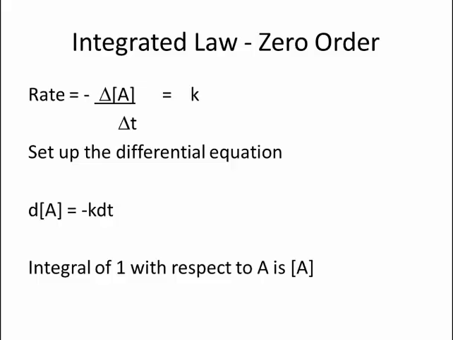And so what we can do is set up a differential equation where we take the change in A and put it on one side of the equation, and the change in t on the other side of the equation, and that's how we get dA equals minus k dt. So we move the negative sign over to the right side as well. Since both of those sides, the concentration and the time, both have 1 in front, when we integrate 1 with respect to A, that means that we just get the concentration of A.